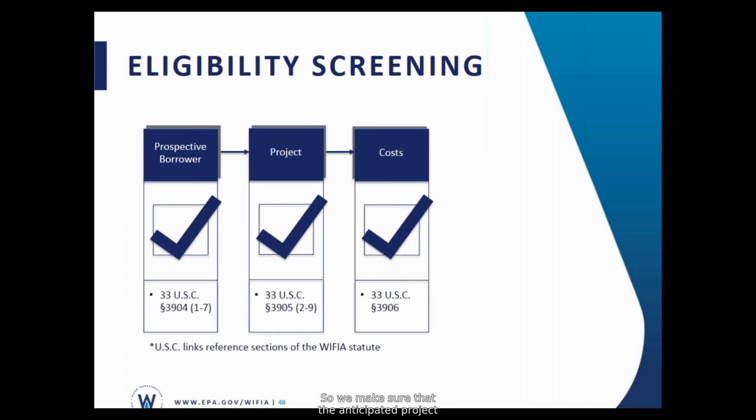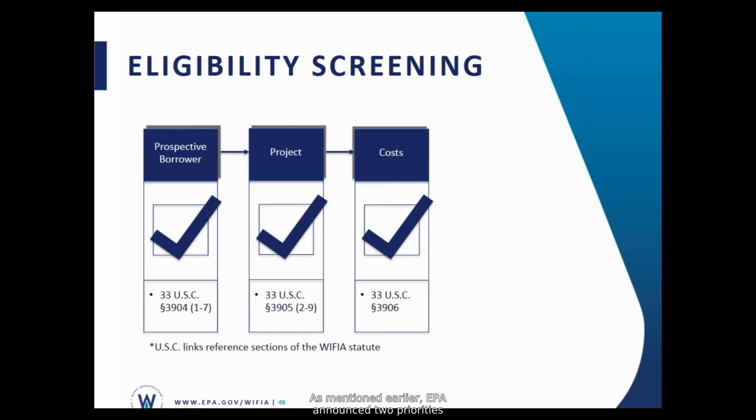So we make sure that the anticipated project costs are $20 million or more for most communities, or $5 million or more for small communities, which we consider to be 25,000 people or less. If a prospective borrower or its project is found to be ineligible, we will notify the point of contact immediately. Only eligible letters of interest will move on in the process.